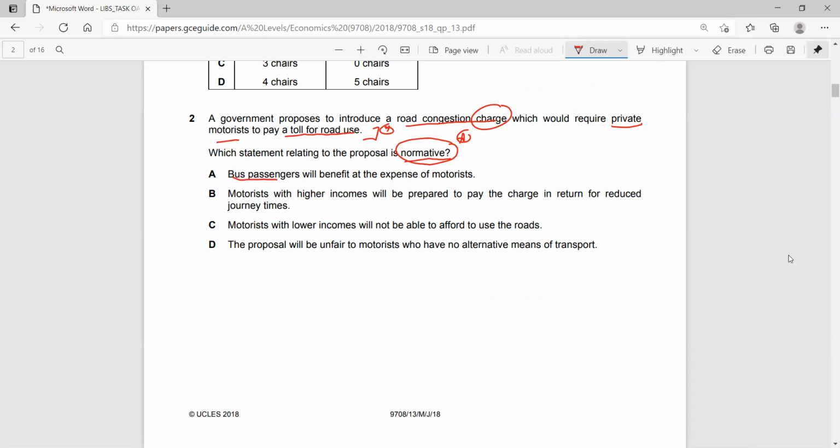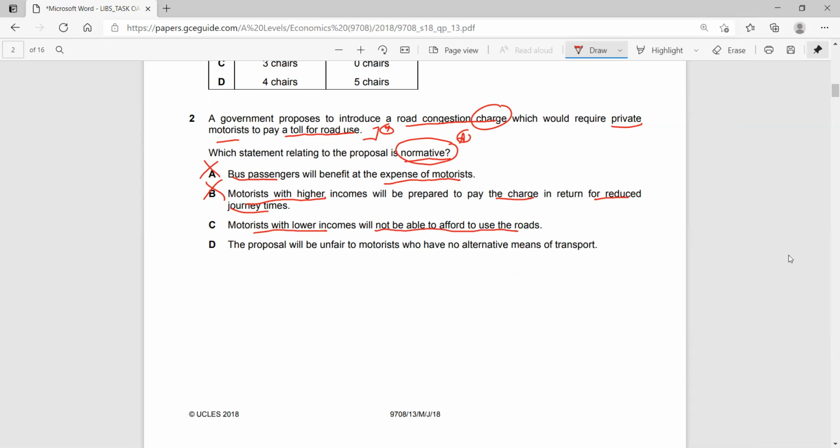Now, bus drivers will benefit at the expense of motorists is probably true, but even if it wasn't true, it's a positive statement because it's just saying that this will happen. It's not evaluating a situation. Motorists with higher incomes will be prepared to pay the charge in return for reduced journey times. They might be prepared to, they might not be prepared to. This is just a statement which is making a prediction. It's just describing a situation or a future prediction. Thus, it's positive. And motorists with lower incomes would not be able to afford to use the roads.